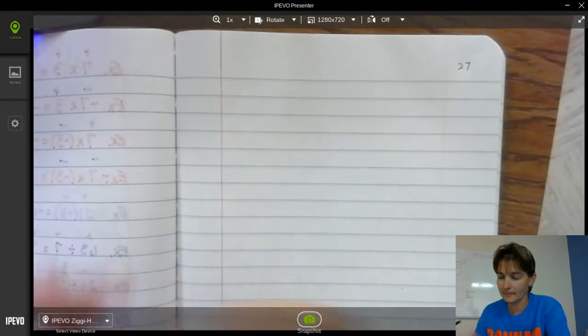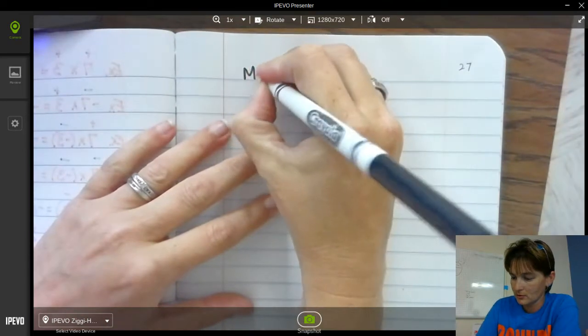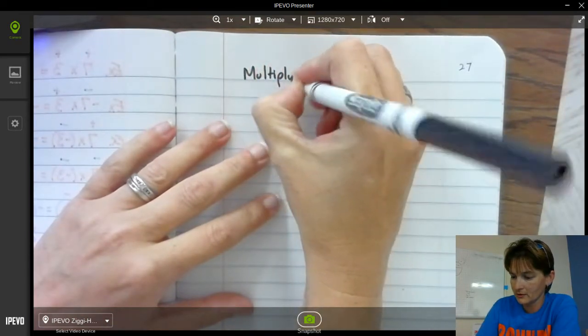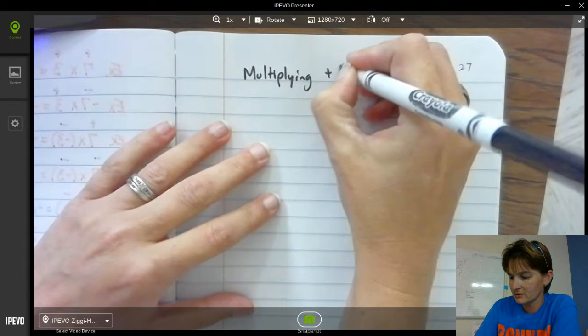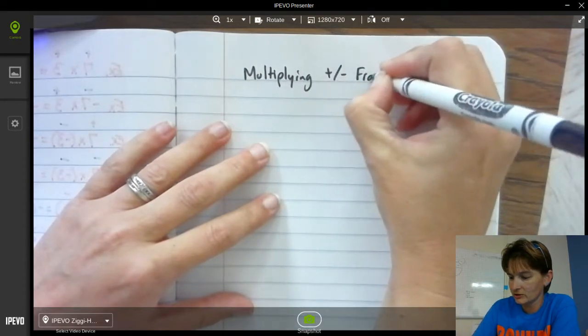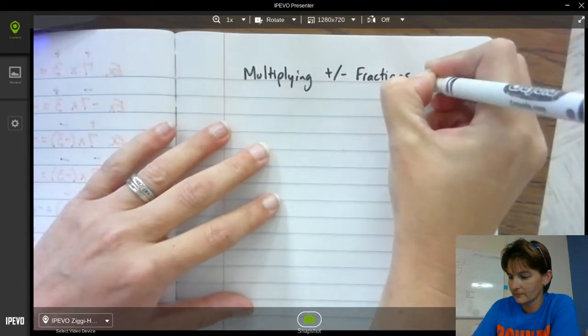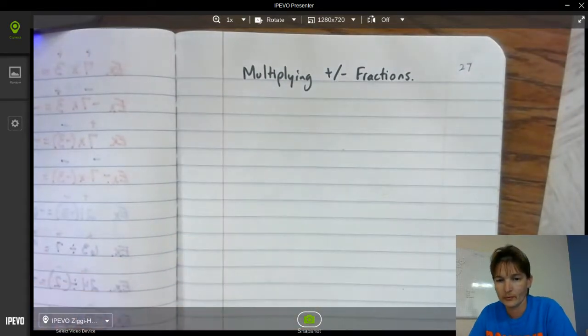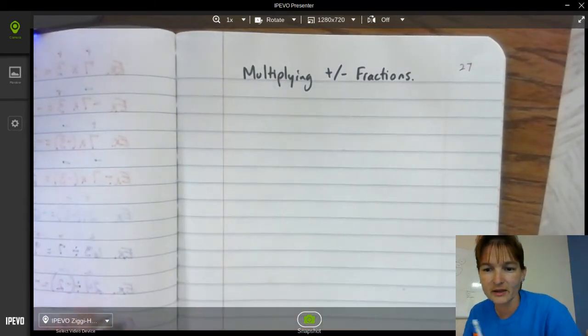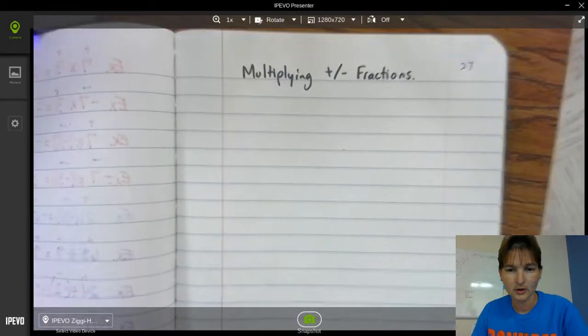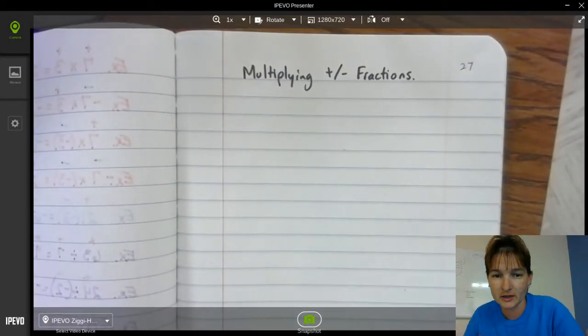And at the top, multiplying positive and negative fractions. All right, multiplying positive and negative fractions. First, we have to talk about multiplying fractions.